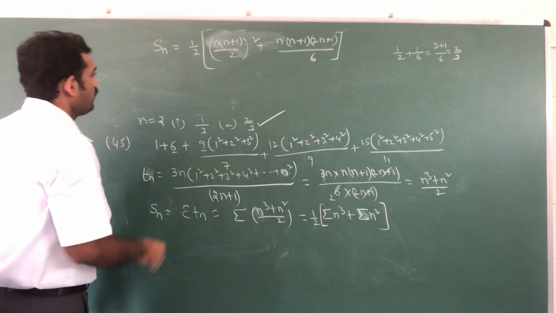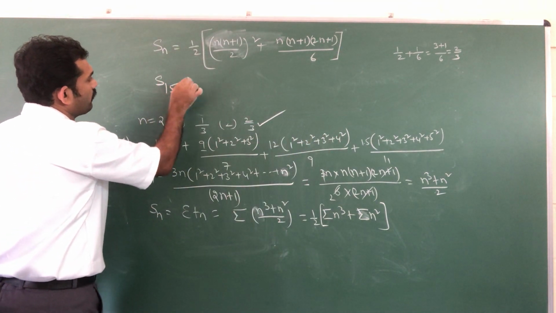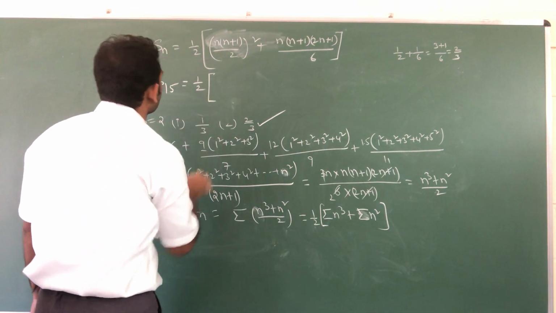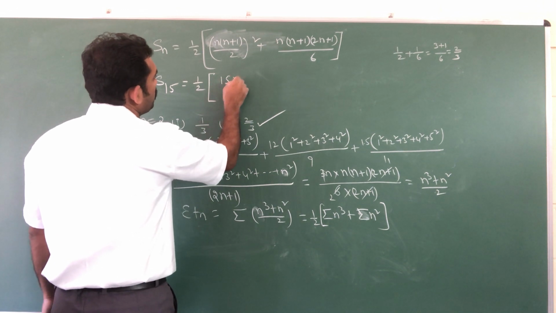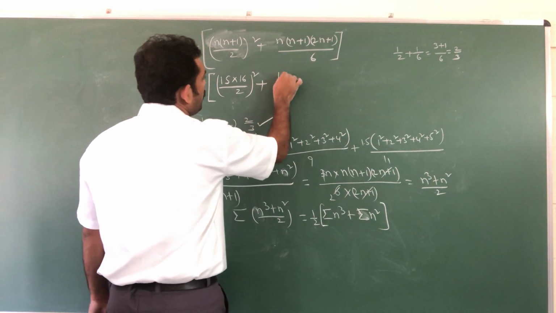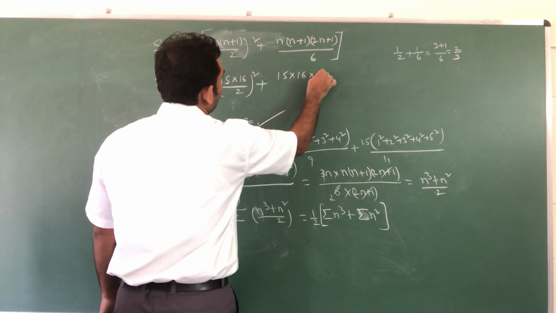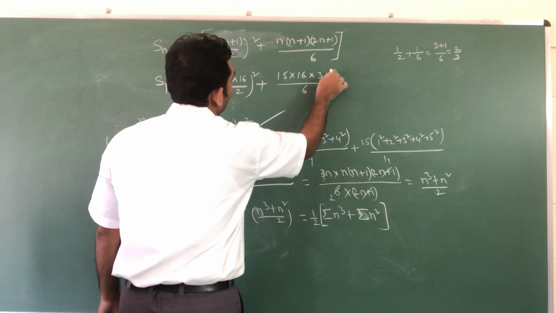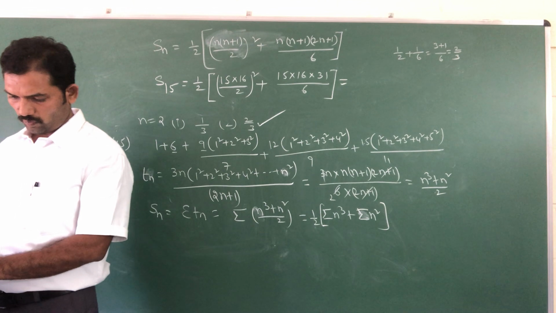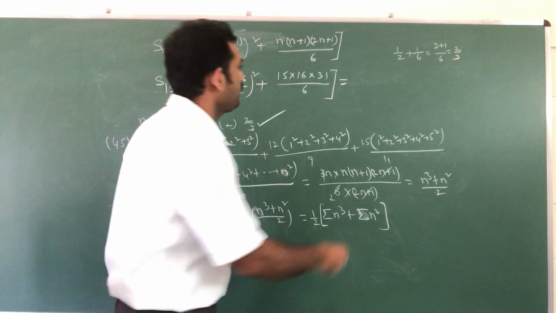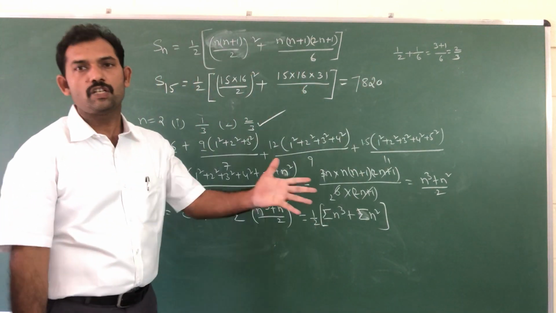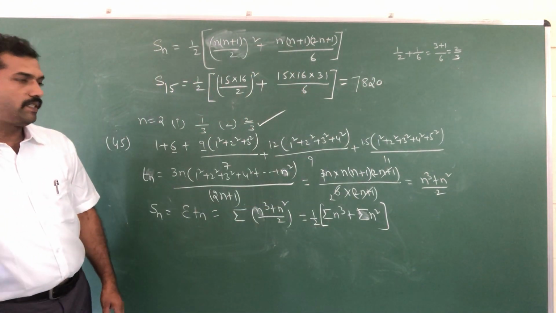Now sum of 15 terms is required, n is equal to 15, you have to substitute, 1 by 2 of 15 into 16 divided by 2 whole square plus 15 into 16 into 31 divided by 6. Then simplified, we are getting S15 equal to 7,820, after simplification you are getting.